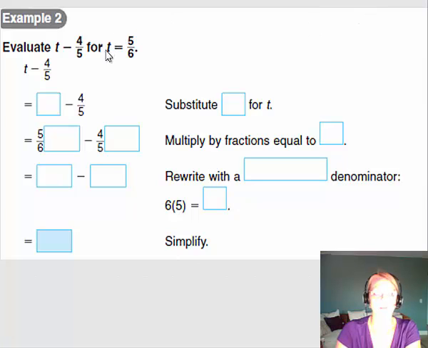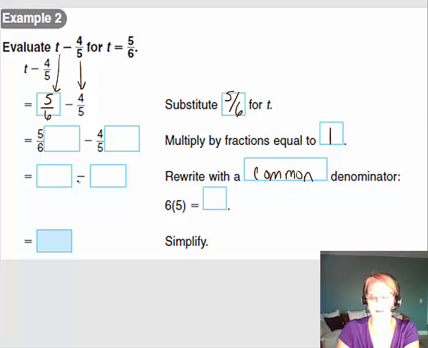Evaluate t minus 4/5 for t equals 5/6. So first thing we need to do is replace the t with 5/6. So this becomes 5/6 minus 4/5. Notice I did it directly underneath it. And here we substituted the 5/6 for the t. Now I'm going to multiply by fractions equal to 1 to get a common denominator.